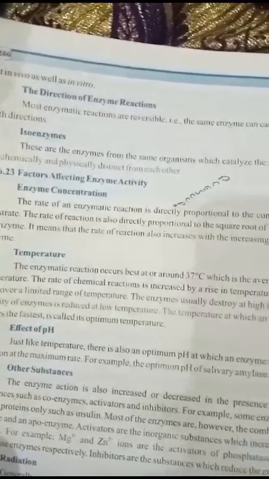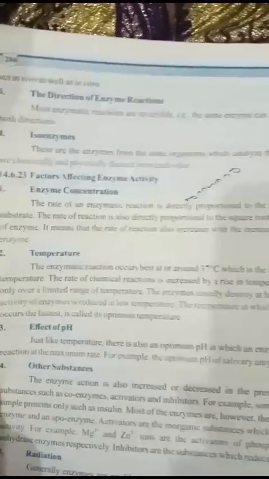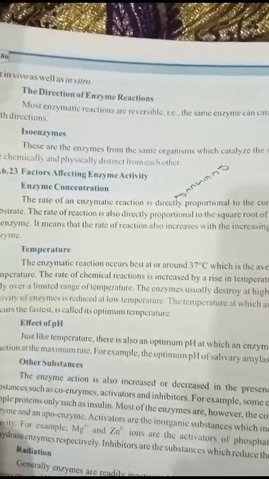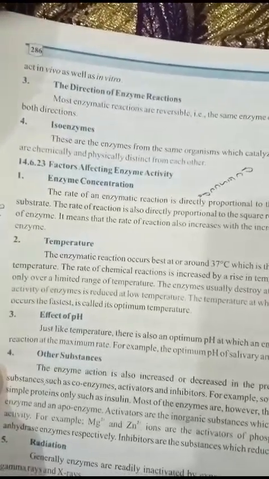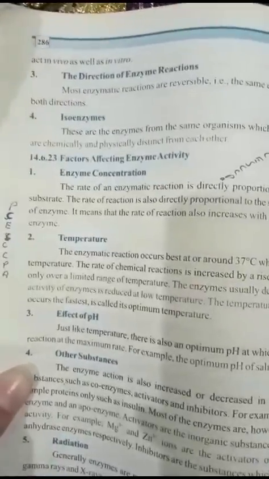Isoenzymes. These are enzymes from the same organism which catalyze the same reaction but are chemically and physically distinct from each other. Factors affecting enzyme activity. So these are the factors which affect the enzyme activity.